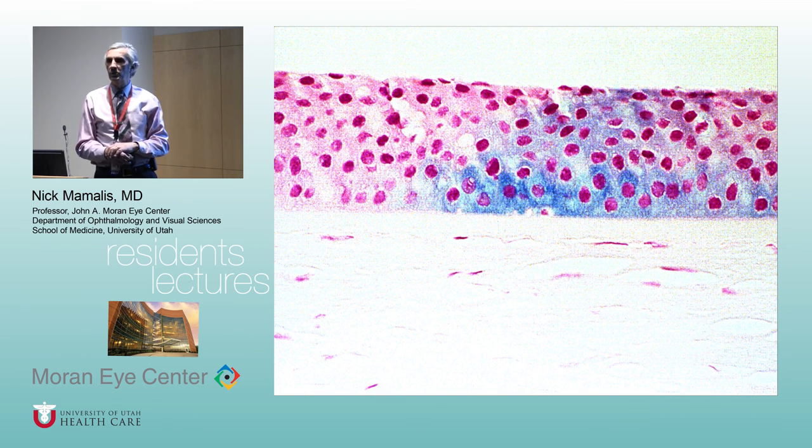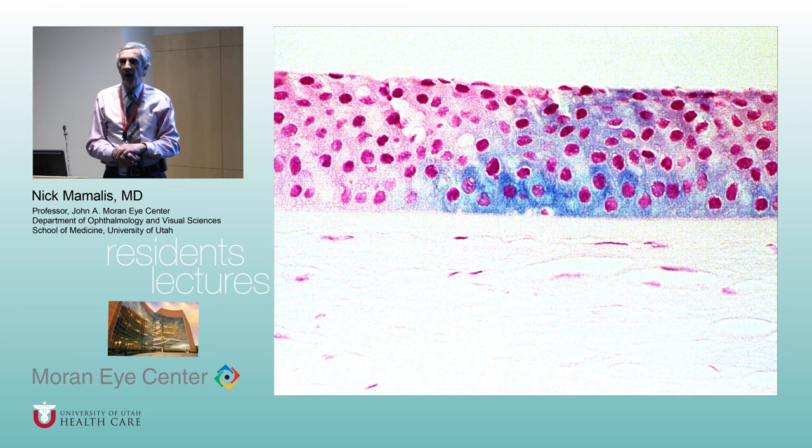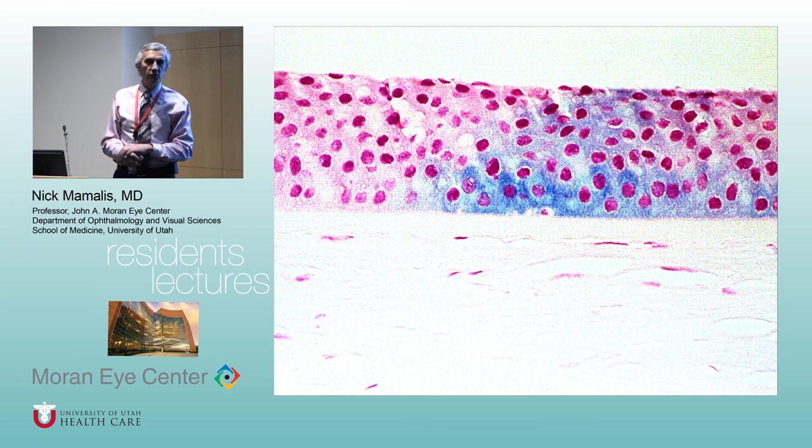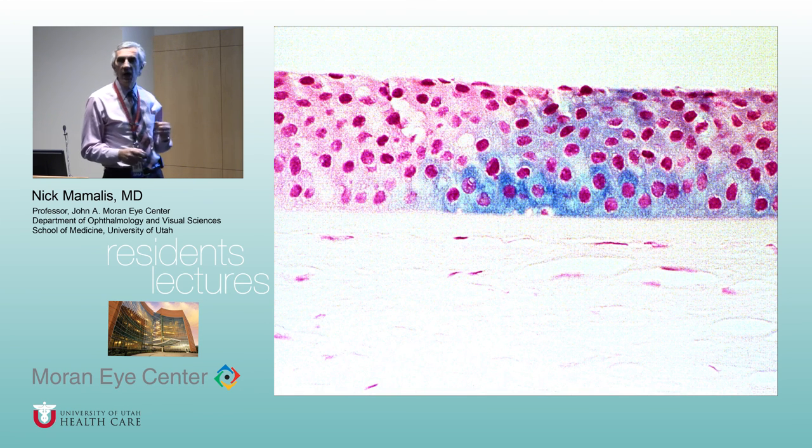Prussians were the militarists when Germany first reunited in 1870 that really drove World War I. So when you think of Prussians, what do you think of? Iron, tanks, guns, cannons, iron. And so Prussian blue stains iron. And so this is iron deposition in the basilar layer of the epithelium.